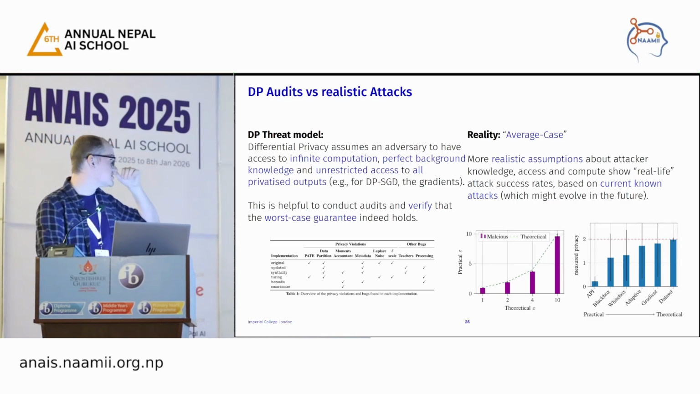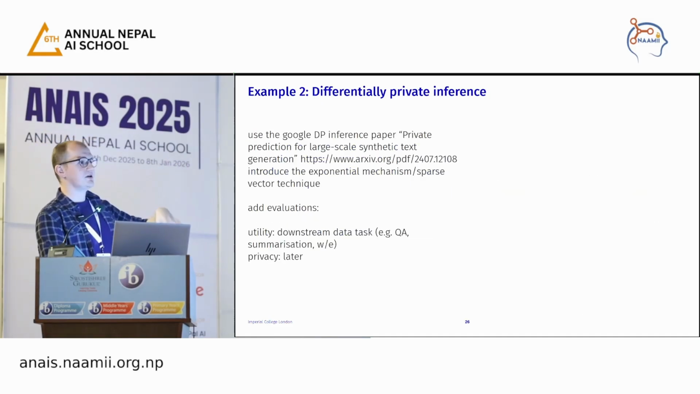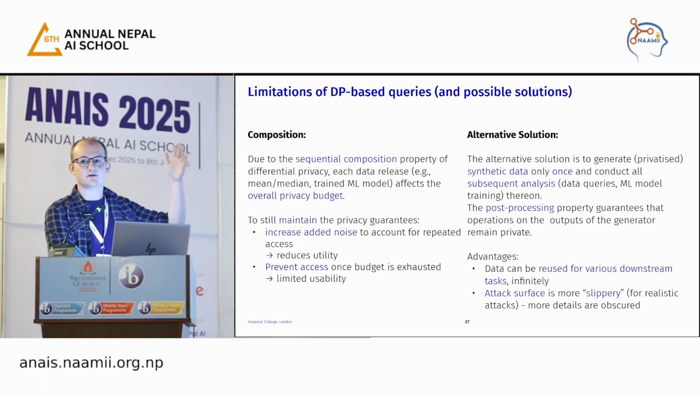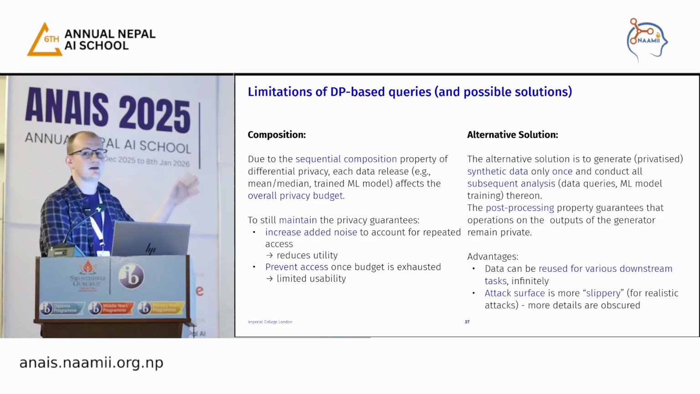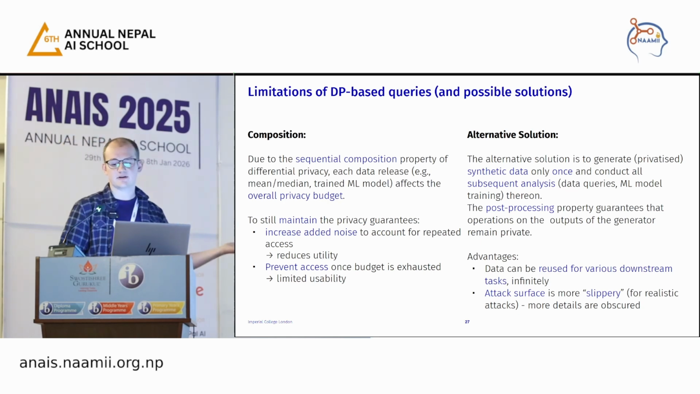Right, so just briefly, we mentioned composition, and due to this sequential composition property of differential privacy, each release on the same data set affects the overall privacy budget, right? So if we run the same query against the same data multiple times, we can get the distribution. Similarly, if we train 10 models on the private data set, they're all private, but then due to the composition, if you take all these models together, you have a bigger attack surface.